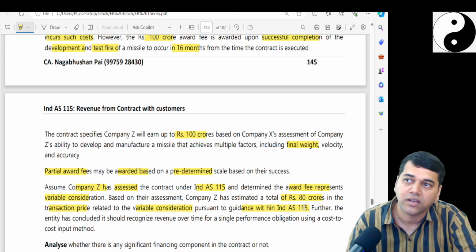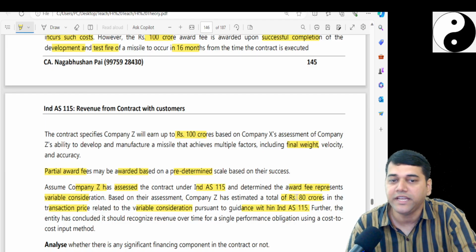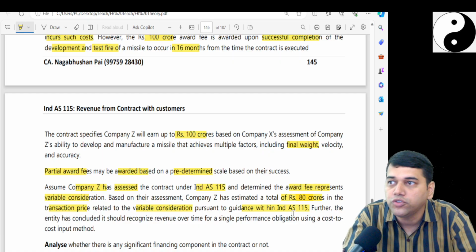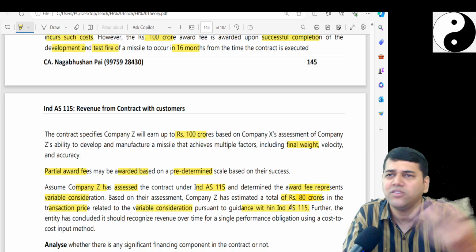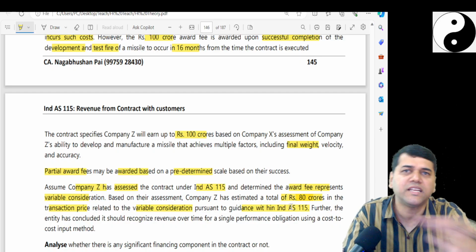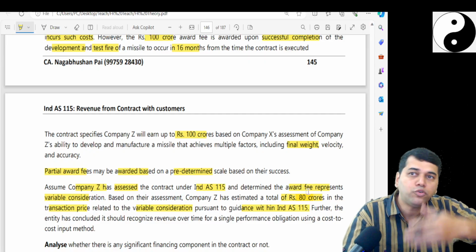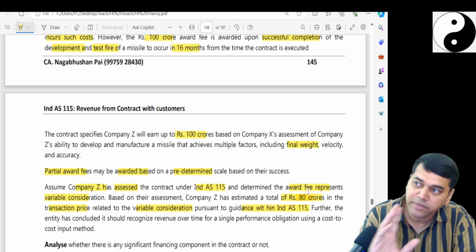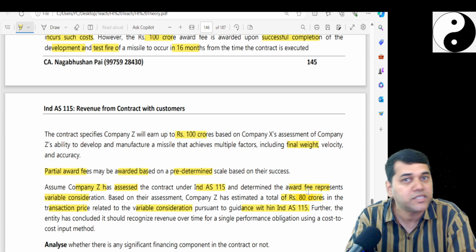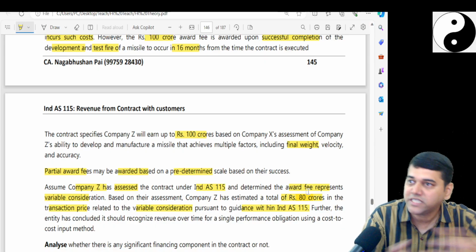So on day one, how much do you think you may get as this consideration? 80 crores. Which method did you use? How many methods are available to estimate this? Most likely, and have they told? No, but it is implied that one of the two methods was used and they have estimated 80 crores, and from time to time you have to start recognizing a portion of it. Your estimation may change. When the estimates change, you apply the cumulative catch-up adjustment method to adjust that cumulative revenue.